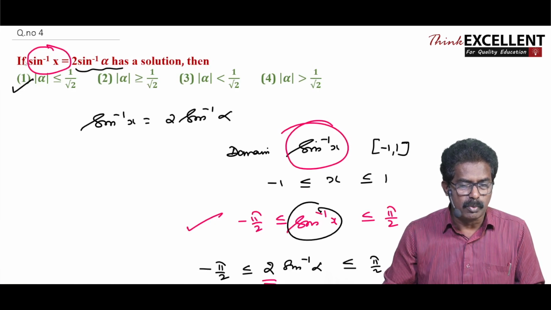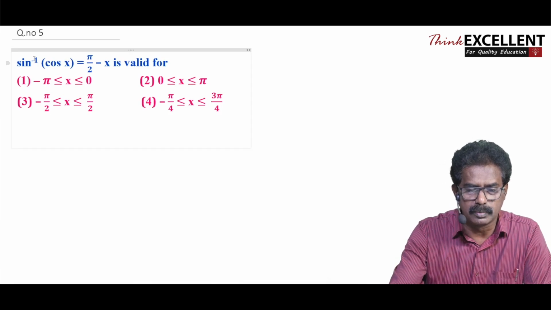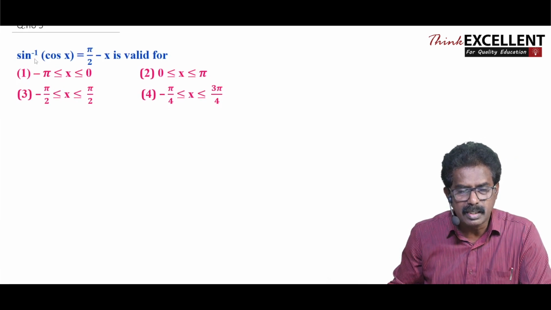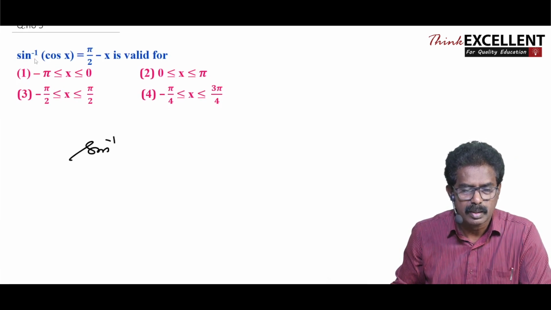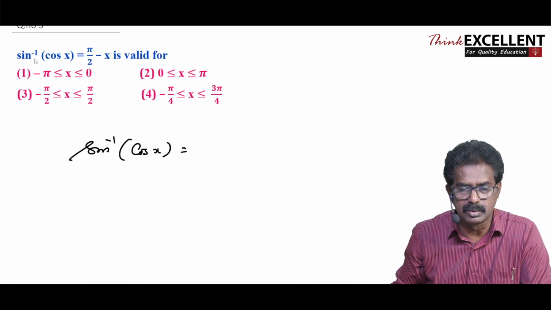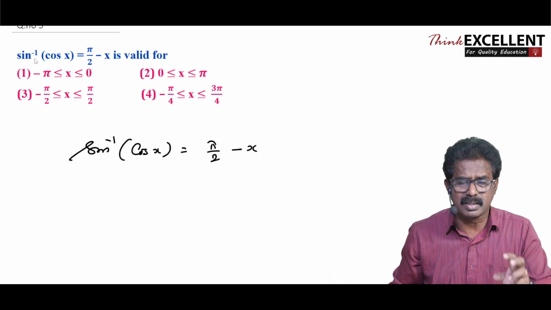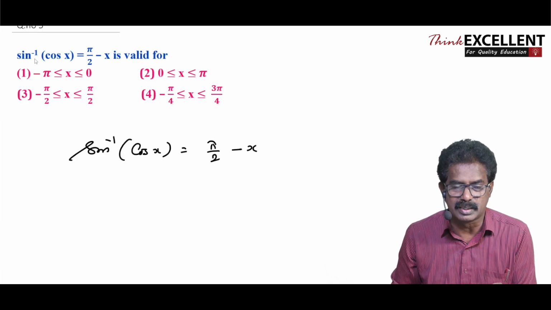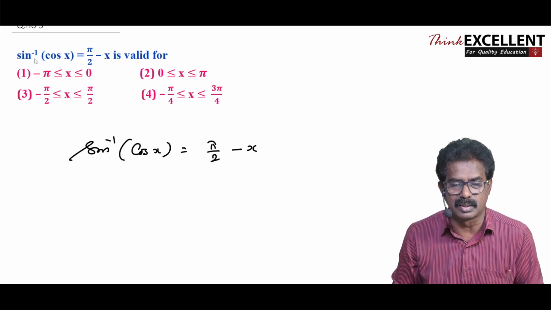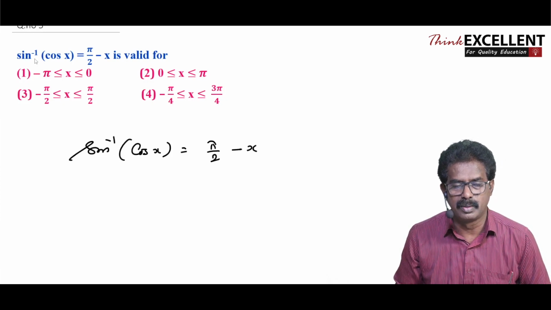Okay, now let's move on to question number 5. Look at this question. Sine inverse of cos x. Sine inverse of cos x is equal to pi by 2 minus x. This is actually one of the remarks given. Even in the first sum we used this. Sine inverse cos x is equal to pi by 2 minus x.